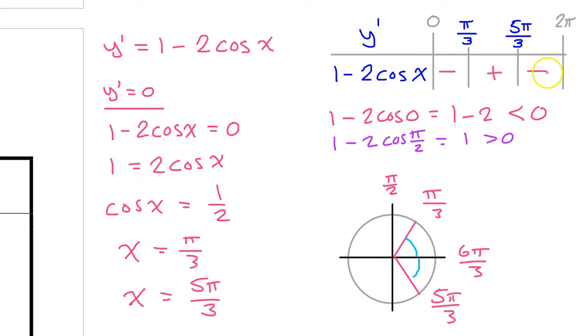Y prime is going to be negative in this interval. We don't have to think about it very carefully because at 0 and at 2 pi, cosine is in the same place. So cosine will have the same value. Since we only have one row, these are the overall signs of y prime: negative, positive, negative.